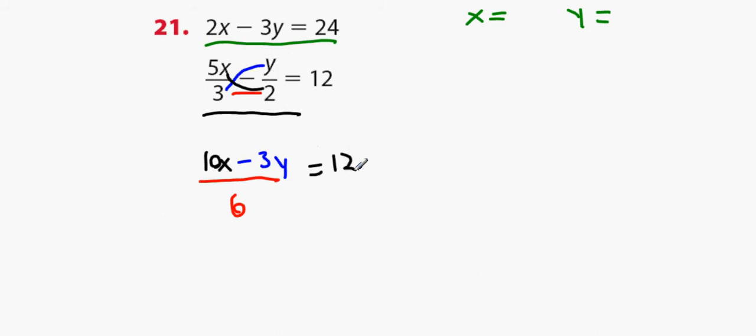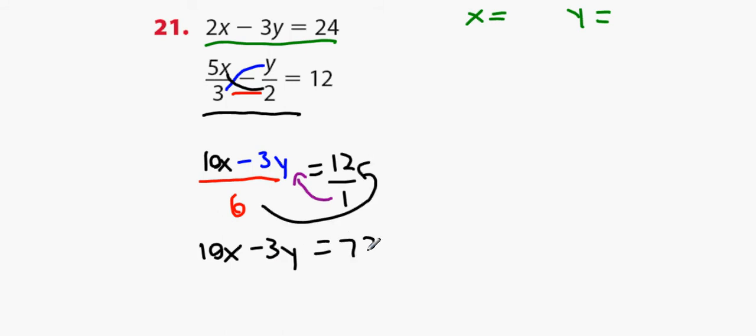Now remember, 12 is the same as 12 over 1, so what we've got now is a bit of a cross multiplication situation where the 1 goes up here. When you multiply 1 by 10x minus 3y, it stays as 10x minus 3y. However, when you multiply 6 by 12, it changes to 72. So now we have two equations, the first one being 2x minus 3y equals 24, and the second one being 10x minus 3y equals 72.